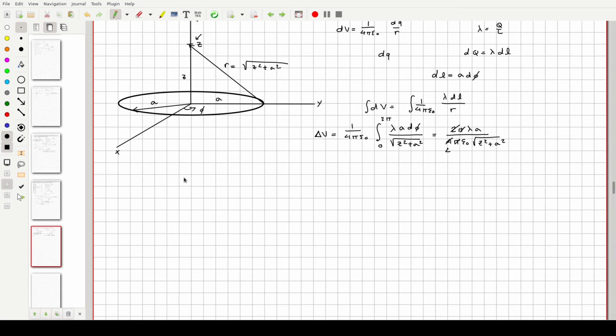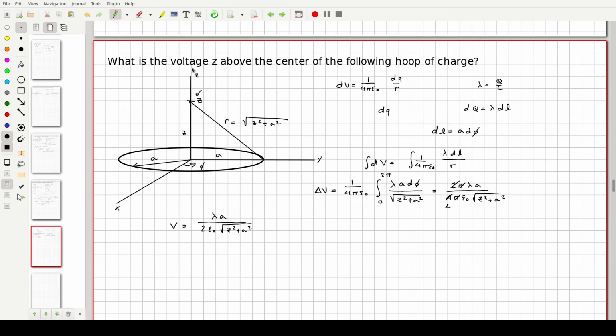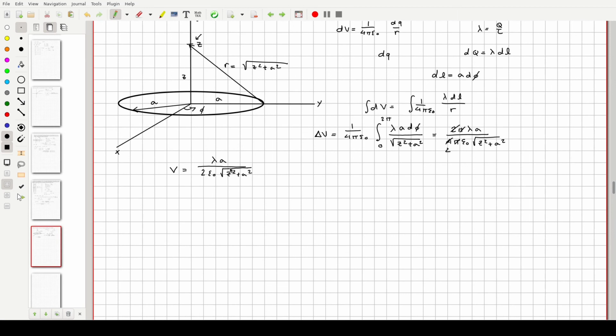So your voltage, we're just going to write it as V. A lot of times, differences in potential are just written as V because we choose a reference point that's 0. This is just lambda a over 2 epsilon naught times the square root of z squared plus a squared. So this is your potential right here. As you can see, as you vary the length of z, as you make it higher, that changes this. As you make your loop bigger, that changes this.